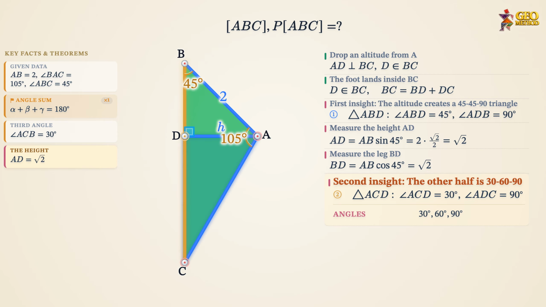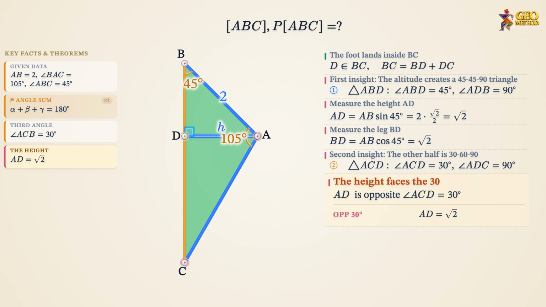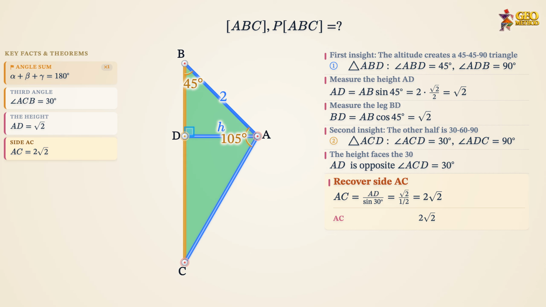A second insight now finishes the structure. The other half is a 30-60-90 triangle. Notice how the height segment AD sits directly across from the 30-degree angle at C. That single fact lets us pull out the other two sides of the gold triangle using the sine and tangent of 30. The hypotenuse segment AC equals the opposite leg segment AD divided by the sine of 30. That is root 2 divided by 1/2, and dividing by 1/2 doubles it, giving 2 root 2. That is our second side length.